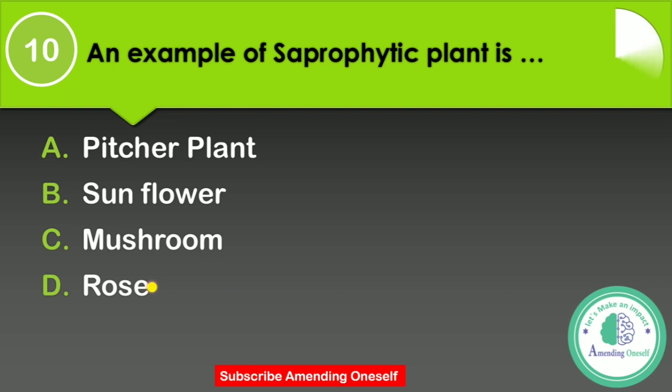I repeat the options. Option A, pitcher plant, option B, sunflower, option C, mushroom, or option D, rose. The question is, an example of saprophytic plant is. 4 options, 1 right answer.